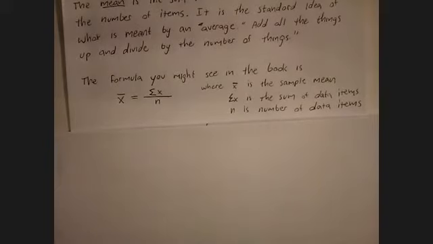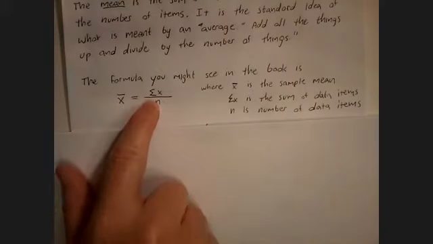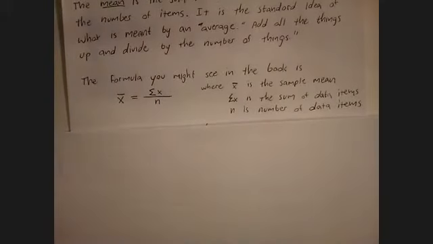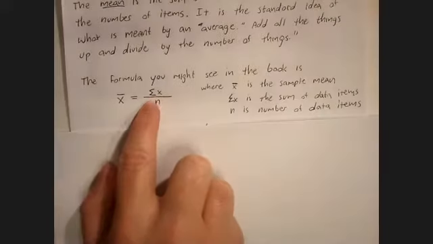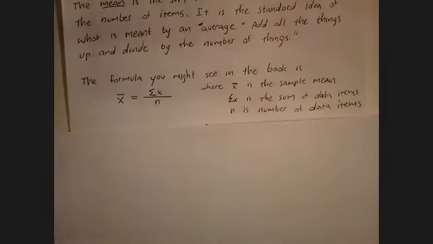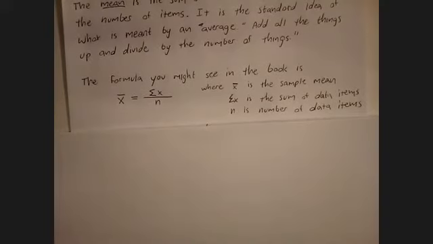So X bar means the sample mean. Then this notation is a summation. The Greek letter is sigma. But what it means in math is to add up all of the things after it. So just add up all of the X's, add up all of the items. That's all that means. Just x1 plus x2 plus x3, etc. N is the number of items. Now, that's for the sample mean.